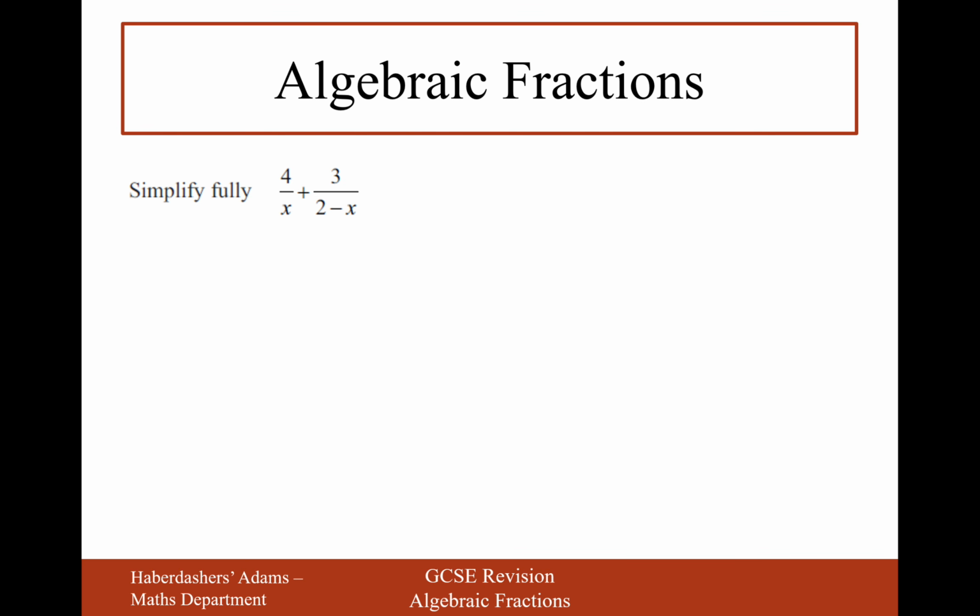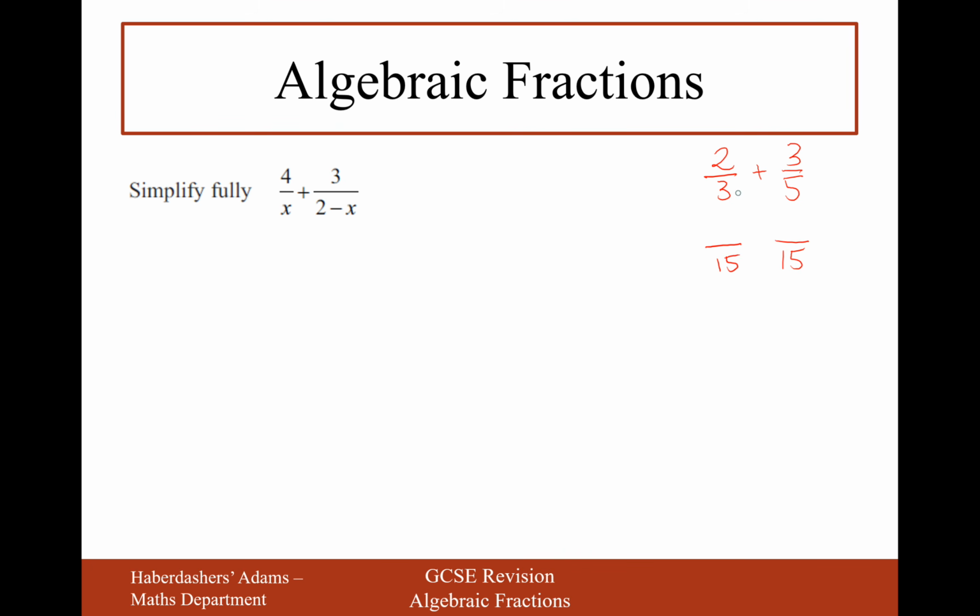Okay, so with this question here, we have two different factors on the denominator of these fractions. Let me just remind you how we add fractions together. If we're doing something like 2/3 add 3/5, then we need to create a common denominator. Let's say a common denominator of 15.